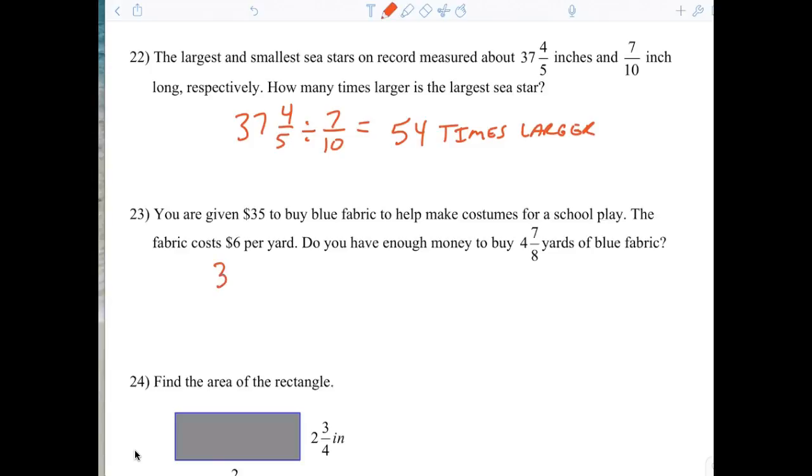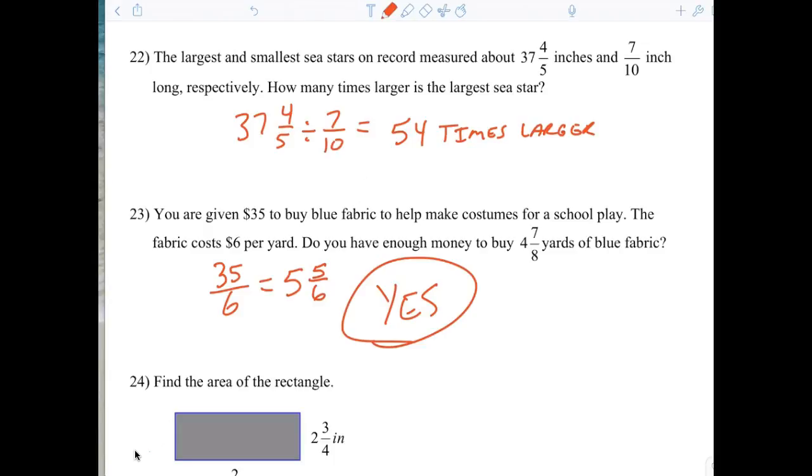So here we go. He says, I'm going to do 35 divided by 6, and tell me what that is. What's on the calculator? Now change it back to a fraction. It's 5 and 5/6. So do you have enough to buy 4 7/8 yards? Yes. Good job, buddy. Yes, because you have enough money to buy 5 and 5/6. You only need 4 7/8.